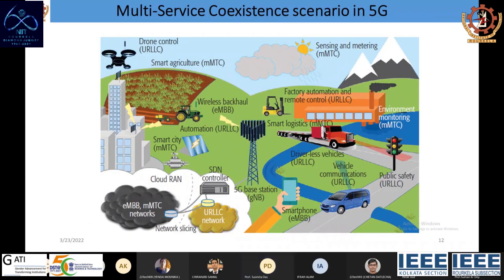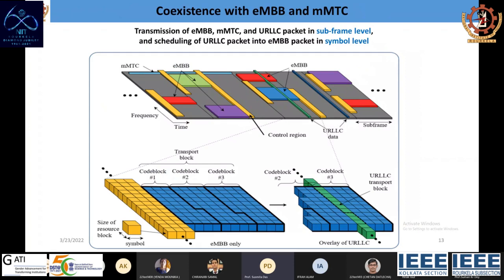Here the slide gives an illustration of a multi-service coexistence scenario. You can see the URLLC, eMBB, and mMTC. So this is a coexistence scenario with the various use cases. Now I'll explain the coexistence with eMBB and mMTC basically.